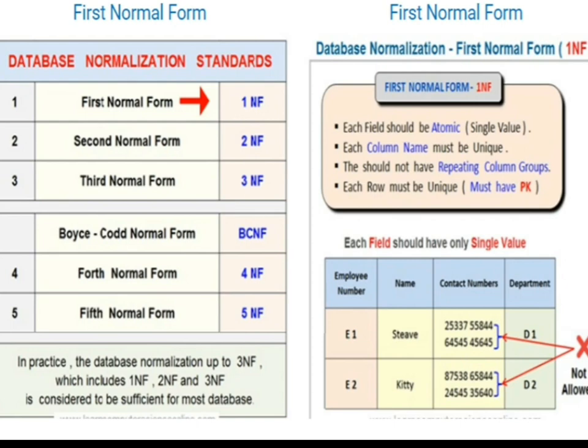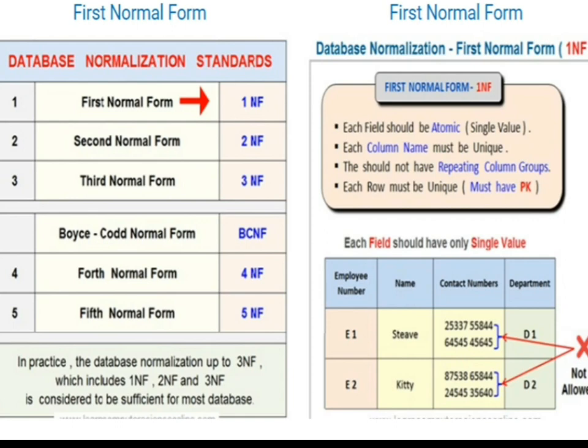Second is each column name must be unique. When we give a column name, which in the database we call an attribute, every column heading should be unique. If you have a name column, you cannot store the name multiple times. There is only one column and it must be unique. They should not have repeating column groups. So when we have column groups, there should not be duplication. Each row must be unique, must have a primary key.